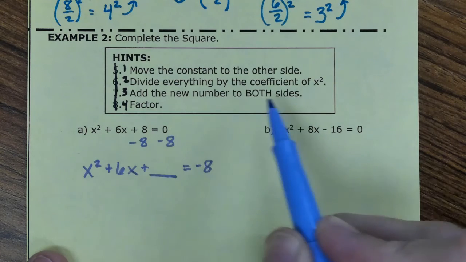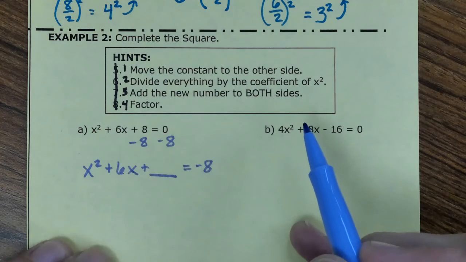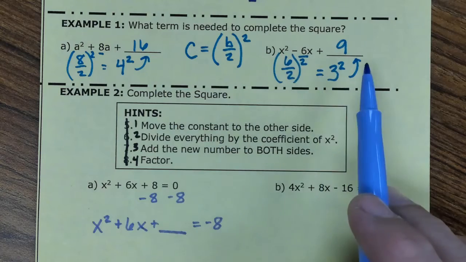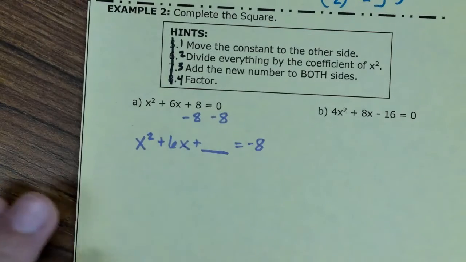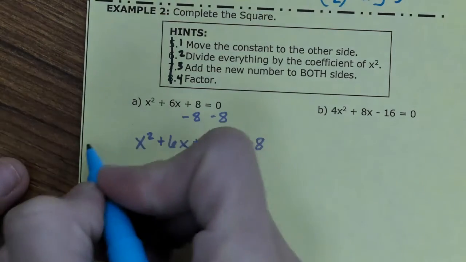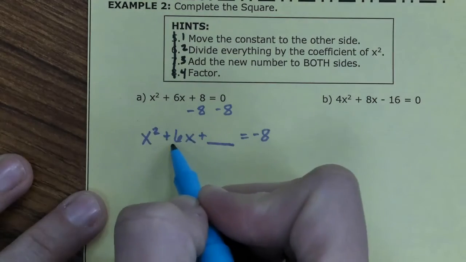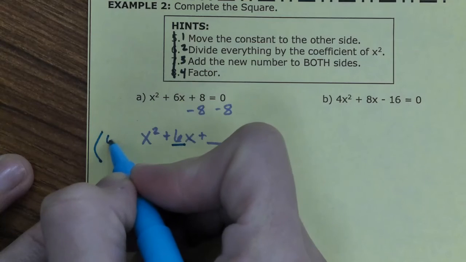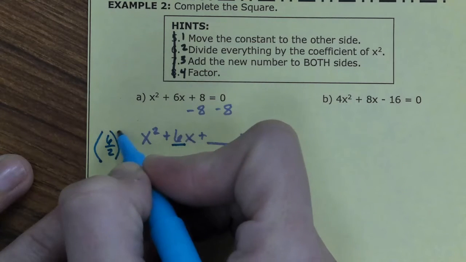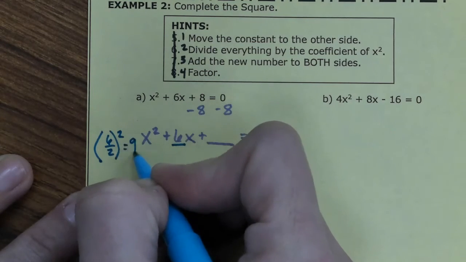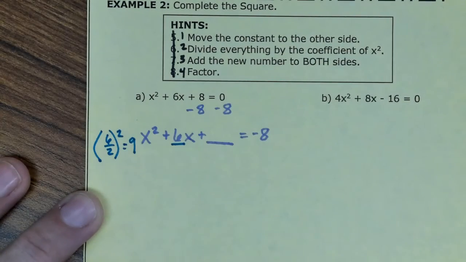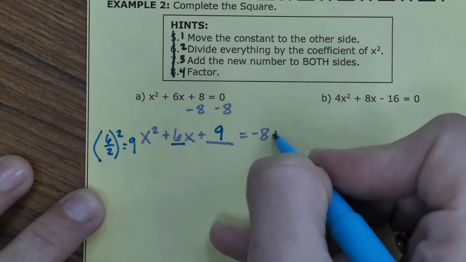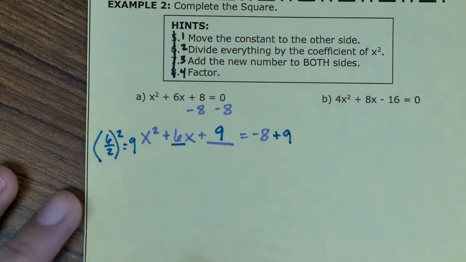So we're going to add the new number to both sides. And what we need to do is exactly what we did up here. We take b, which is 6, and we actually already have this one up there. We divide it by 2, and we square it. We're going to wind up with the number that we need to add here. So we're going to add the 9, but whatever we do to one side, we have to do to the other to even it out.